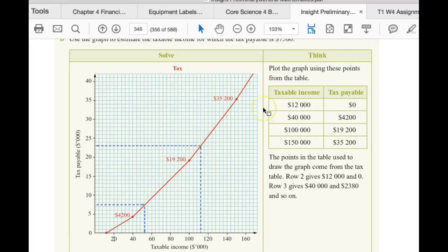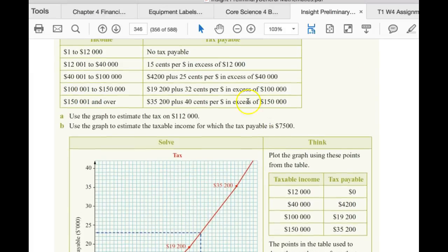Our Y column, let's have a look and see what we're going to do. So what's going to happen is that when we look at to 40,000, our maximum is going to be where the next layer starts. So $40,000 is going to give us $4,200 tax. $100,000 is going to bring in $19,200 tax. $150,000 will charge $35,200 tax. So each of these is going to give us our labels, and we're going to make a little column.